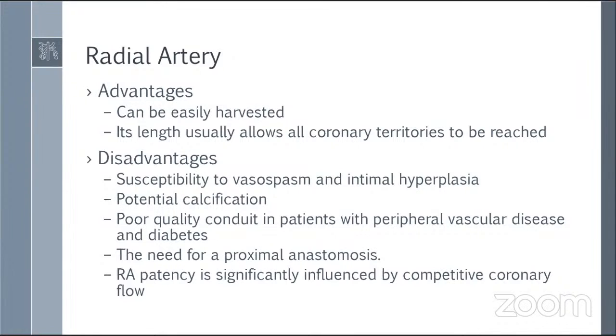Disadvantages: it's susceptible to vasospasm and intimal hyperplasia, and there is potential calcification, especially in patients with peripheral vascular disease. There is also the need for proximal anastomosis, especially in cases where there is a calcified aorta and you want to avoid manipulating the aorta. And the radial artery patency is significantly influenced by the competitive coronary flow. That's why you will see there are recommendations to use it only for very severe stenosis, 90% or more.